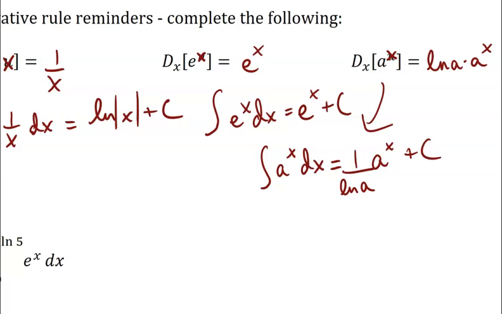So go backwards. Let's take the derivative of this. Move that over a little bit. If I take the derivative of 1 over natural log of a times a to the x, I get 1 over natural log of a times natural log of a times a to the x. And then those would cancel out. So whenever I'm doing an antiderivative, I need to divide by the natural log of a.